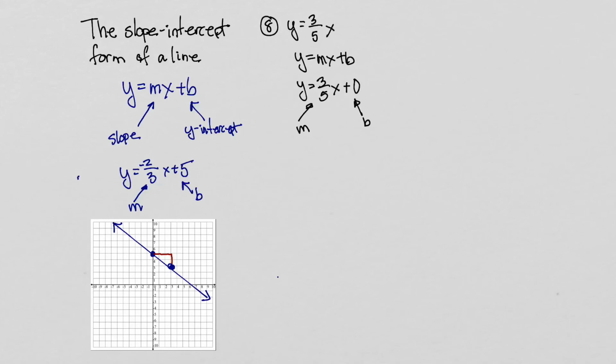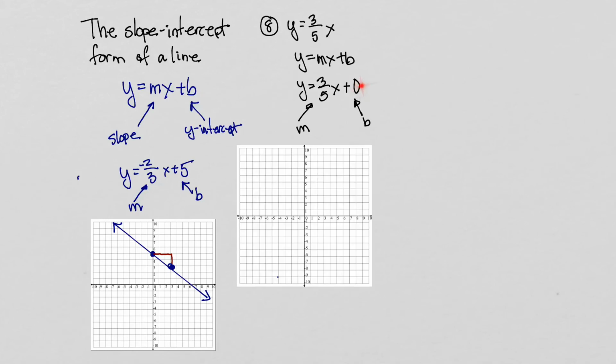So let's construct the graph. So this line passes through 0, so it's going to go right through the origin. And then look at the slope here, 3/5. So the bottom is the horizontal. That's the run. I'm going to go over 5 and up 3. So let's make those changes. We're going to start here at the y-intercept, which is 0. Then we're going to go 5 to the right and then up 3.